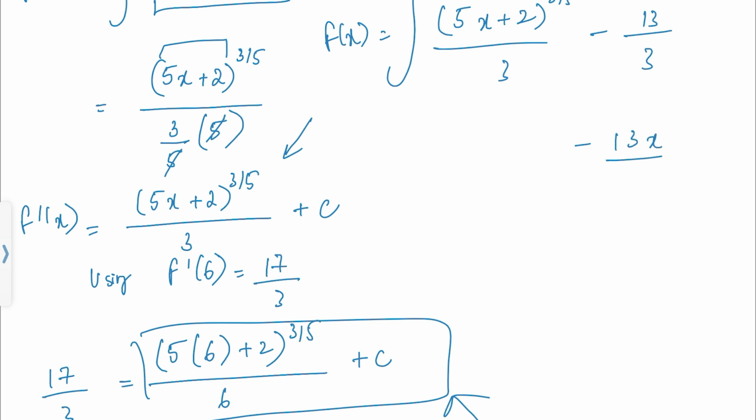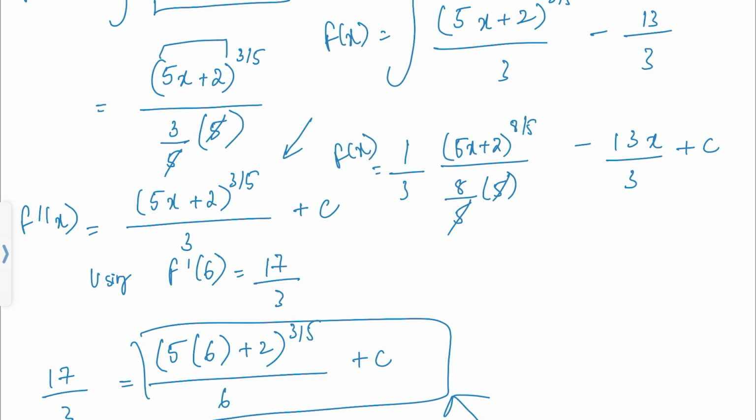This would be minus 13x over 3, and this will be integrating the same way we integrated previously. This would be 1 over 3. Let's bring this 1 over 3 out. 1 would be added here to (5x+2); the power added would be 8 over 5. Then this would go below, then this would be multiplied by this. Then this would be plus c, and f(x).